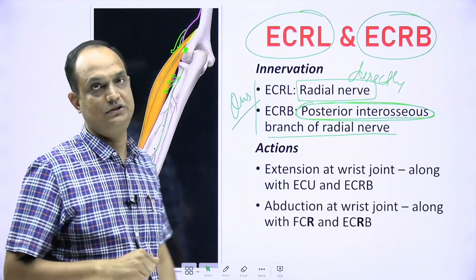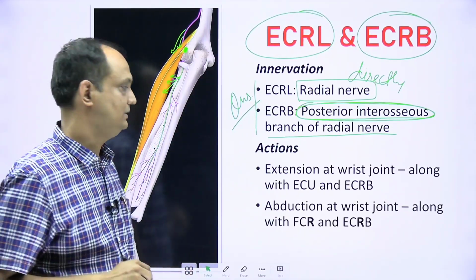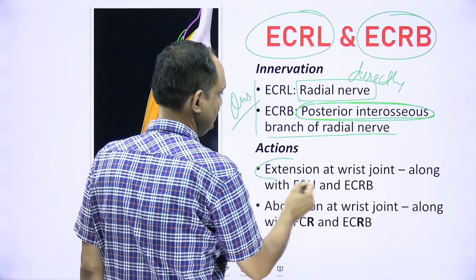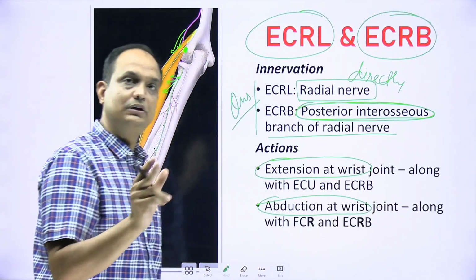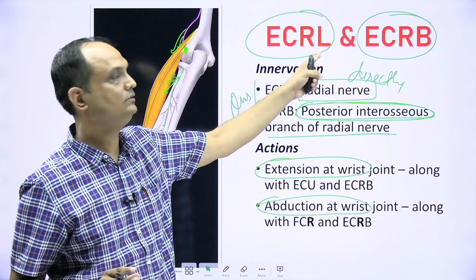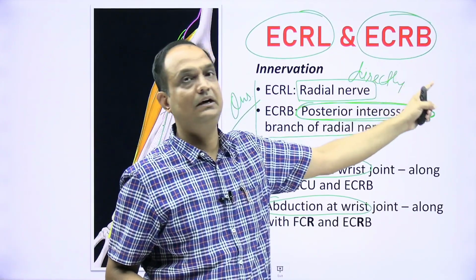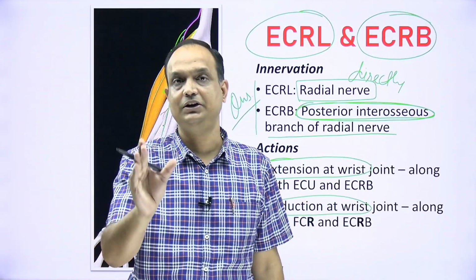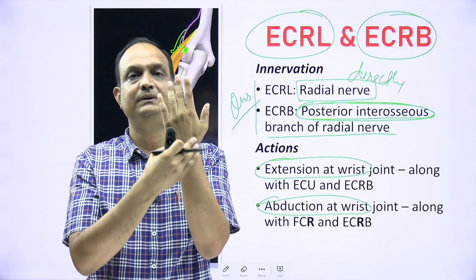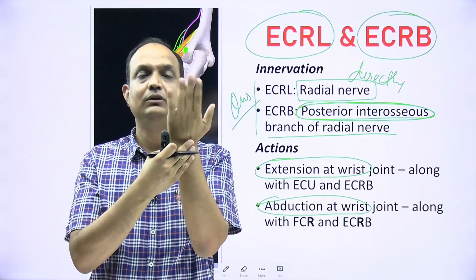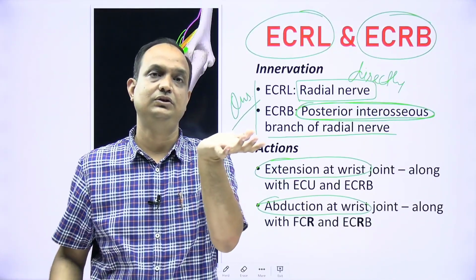Now, what are the actions? When we talk about the action, there are two actions. One is extension at the wrist joint, second is abduction at the wrist joint. So both extensor carpi radialis longus and extensor carpi radialis brevis have similar actions. Because they are present on the posterior side, they cause extension at the wrist joint.